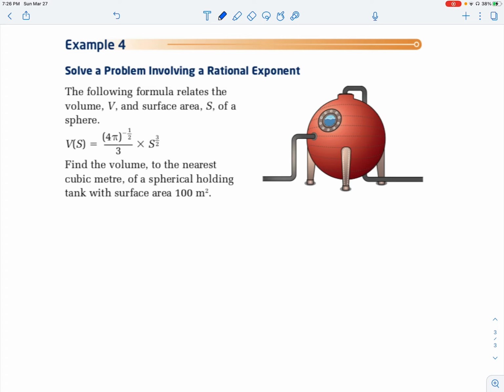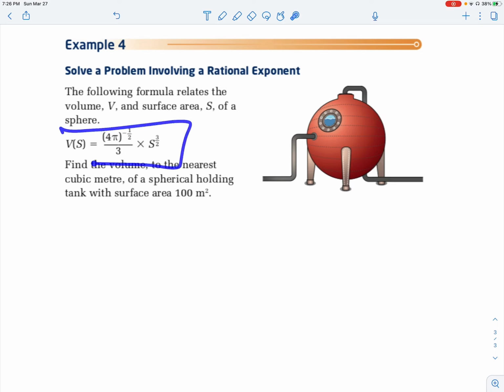It says the following formula relates the volume V and the surface area S of a sphere. So you can see this diagram. We have this sphere vessel. It looks like a tank of some sort. And this equation here relates the volume, so how much water you could fit in there, with the surface area of this tank. So all the red material that encapsulates that tank.